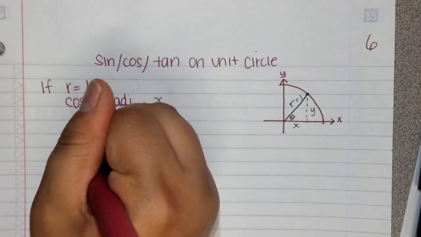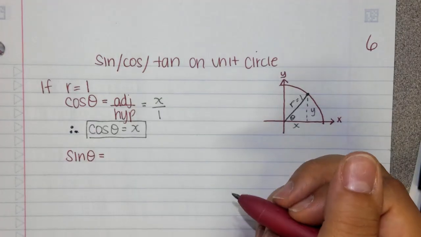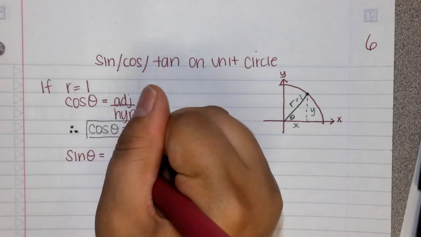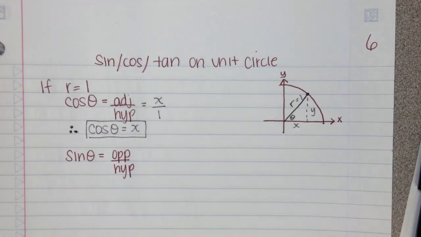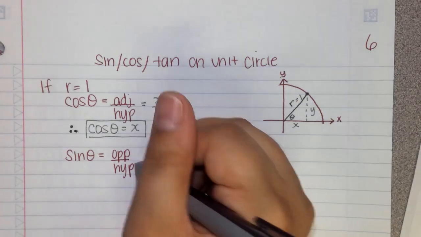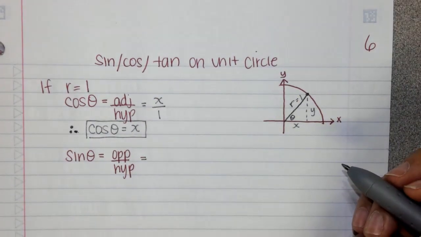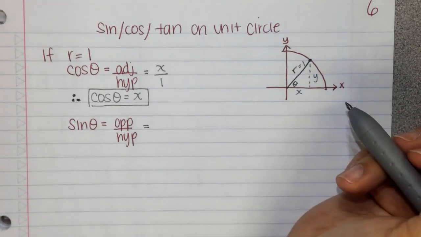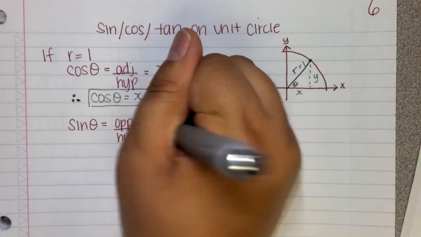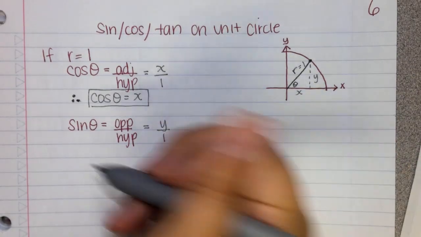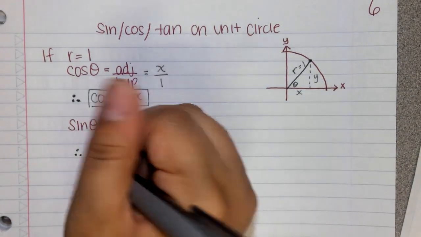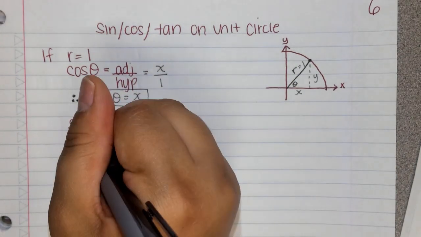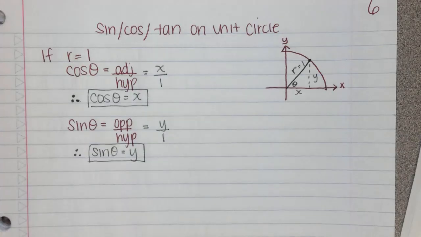What about sine of theta? What does sine of theta equal? Opposite over hypotenuse. And what is my opposite here? Which value? Which variable? Y. What's my hypotenuse? 1. Therefore, sine of theta equals y.